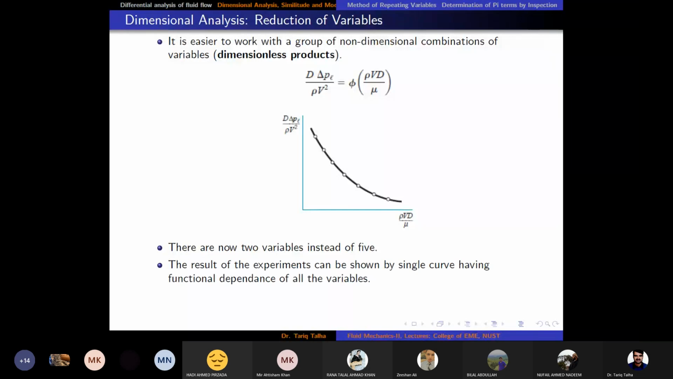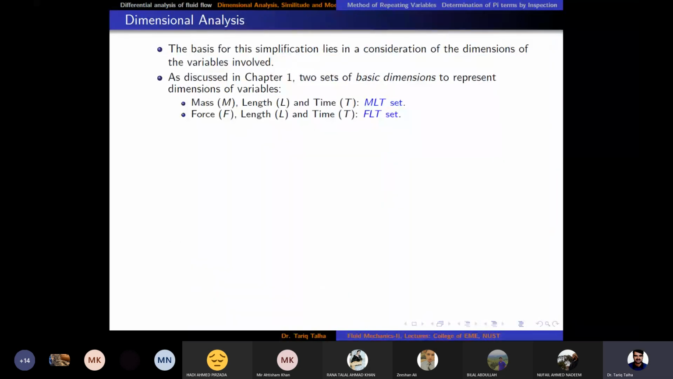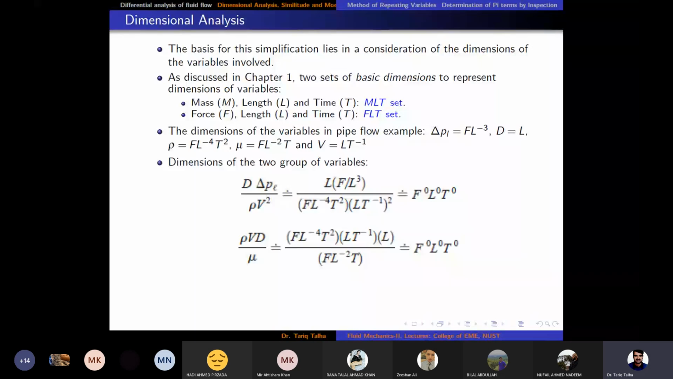Now how to conduct these experiments? You would be wondering how they are non-dimensional. You can either use the MLT system or the FLT system, which you have discussed in chapter number 1, and we know all the dimensions. Delta P over L is F L minus 3, because it is delta P divided by delta X. Diameter is only length, and then rho we can calculate in the FLT system, and mu as well, and velocity is meter per second. So we can see that these two are non-dimensional.